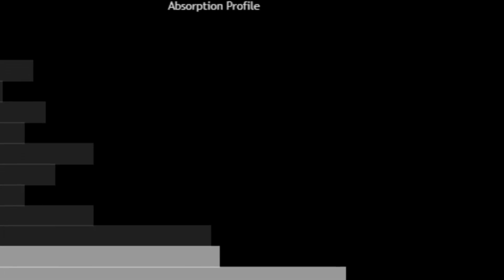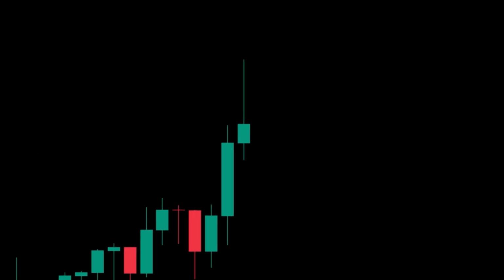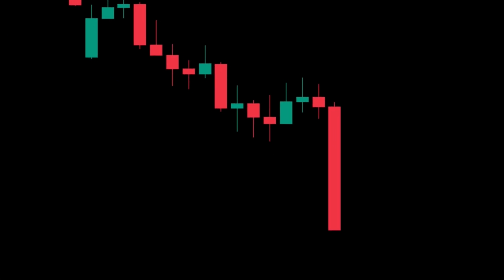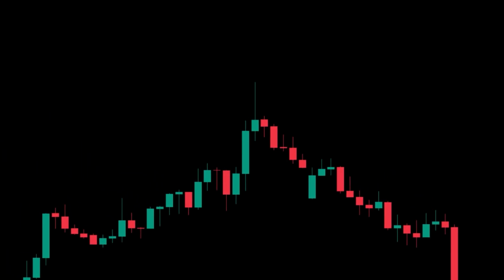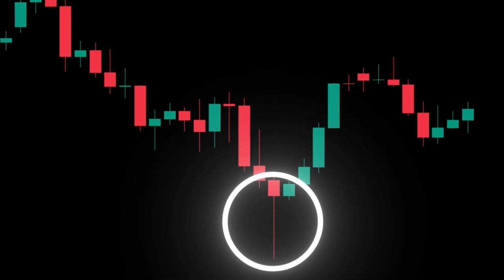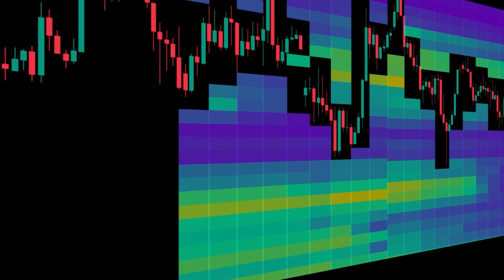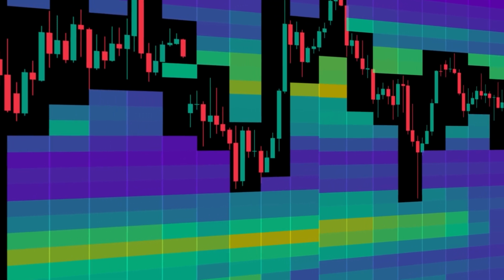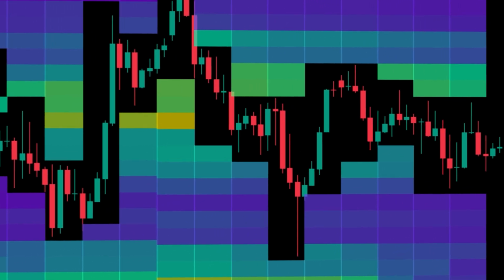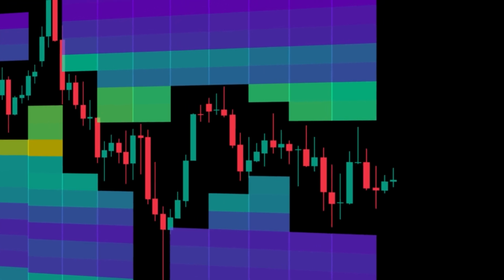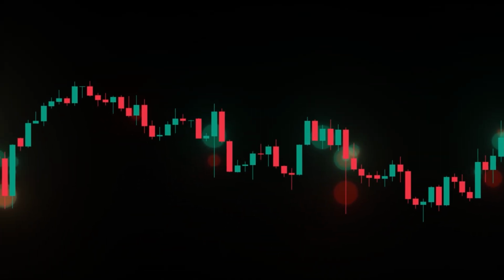Then comes the absorption profile. This identifies situations where aggressive participants are being absorbed. For example, strong buying into upper wicks can indicate buyers are being absorbed by hidden sell liquidity. Strong selling into lower wicks can indicate sellers are being absorbed by hidden buy liquidity. The indicator also maintains a historical absorption heat map. This helps identify areas where absorption repeatedly occurs over time. Finally, strong activity bubbles highlight unusually large participation events directly on the chart.